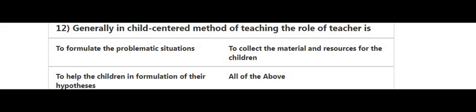Generally, in child-centered method of teaching, the role of teacher is: to formulate the problematic situation, to collect the material and resources for the children, to help the children in formulation of their hypothesis, all of the above. The correct answer is all of the above.